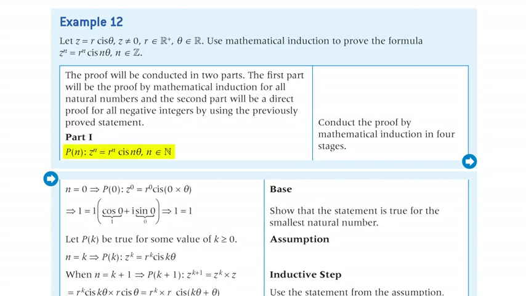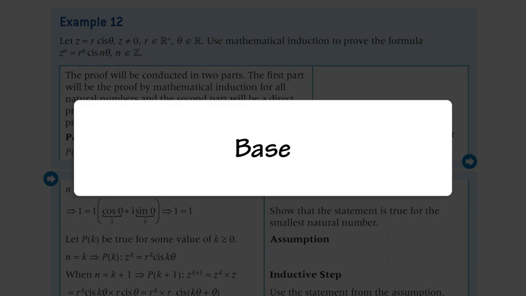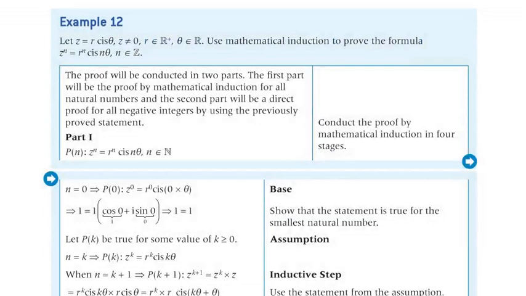Part 1. Pn says z to the n equals r to the n cis n theta for all natural numbers n. The first step of mathematical induction is the base. Since the statement is true for all natural numbers, you must apply the formula for n equal to 0. n equals 0 implies P0, which is z to the 0 equals r to the 0 cis 0 multiplied by theta.